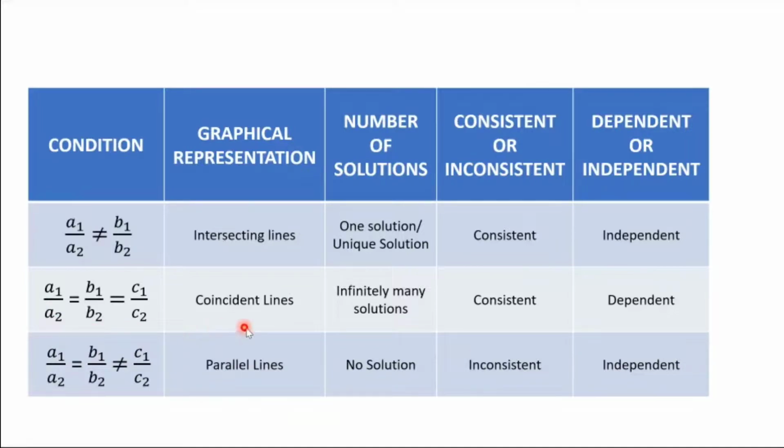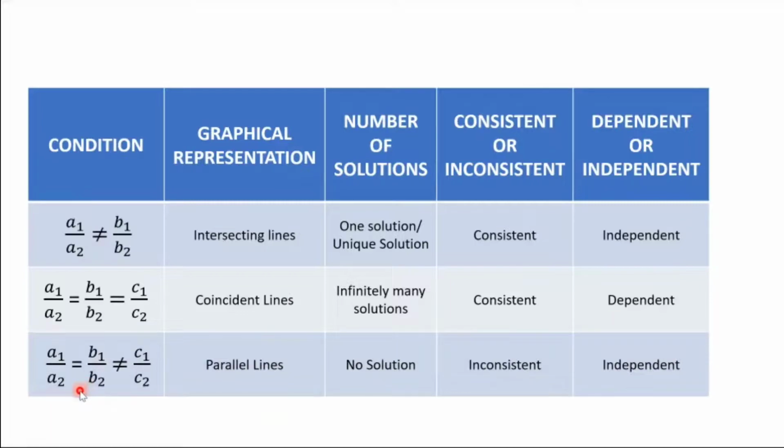lines will coincide. Because they're coinciding, that means every solution of the first equation will also be a solution of the second equation. Therefore, I'll have infinitely many solutions. System will be consistent. Since I can obtain the second equation from the first equation, I can say that the equations are going to be dependent.